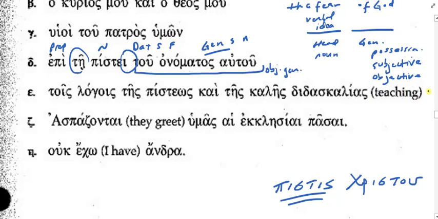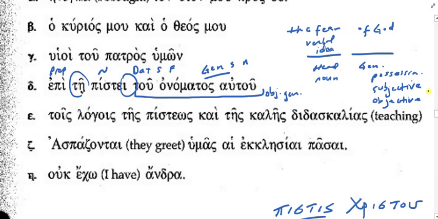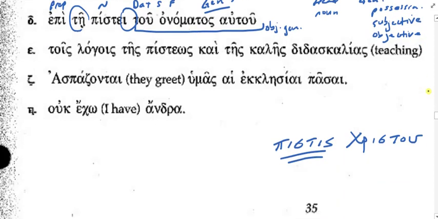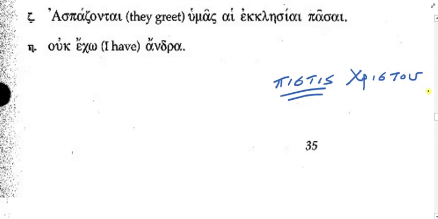All right. Other questions? I translated that as I have no husband. Is that just as good as I do not have a husband? Yeah. Okay. So that is ouk echo andra. So you said I have no husband. Yeah. I mean that ends up in the end being about the same.